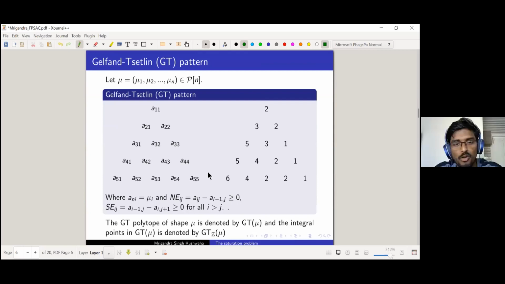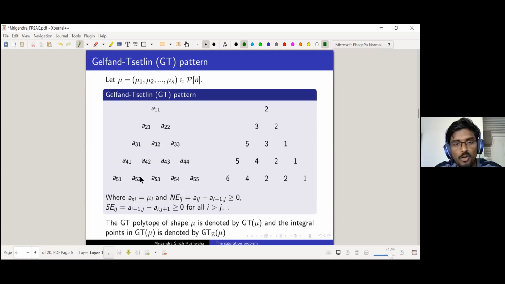Okay, so let's move towards that. I will introduce what a GT pattern is. A GT pattern is a triangular array where the bottom row is specified by some partition, say mu. So the bottom row entries are a_{n,i} equal to mu_i. So this one is mu1, this is mu2, mu3, mu4, mu5, for n equal to 5.